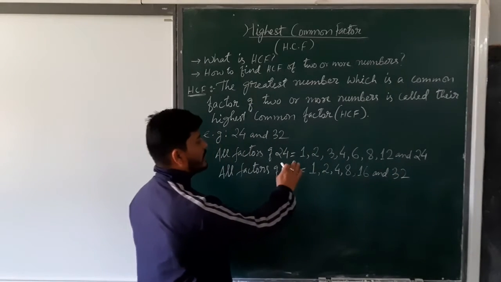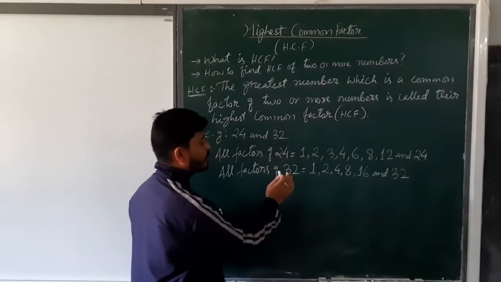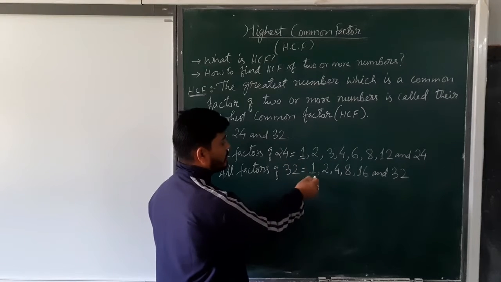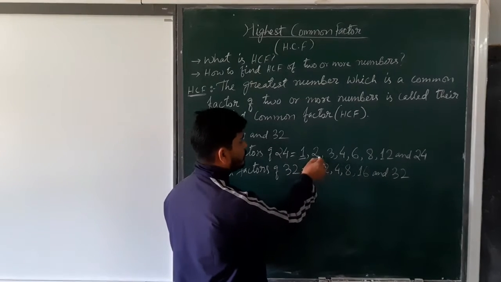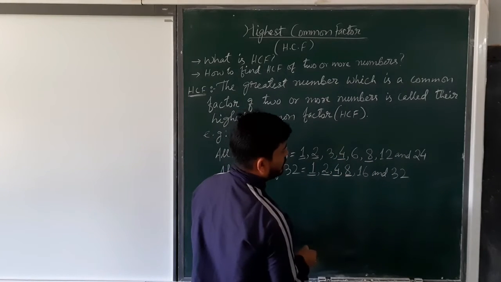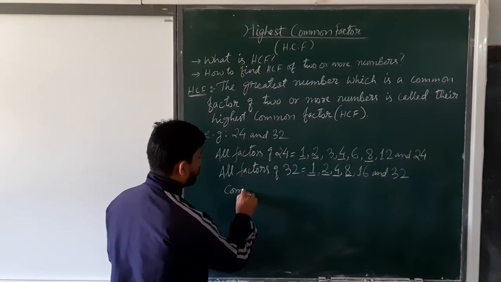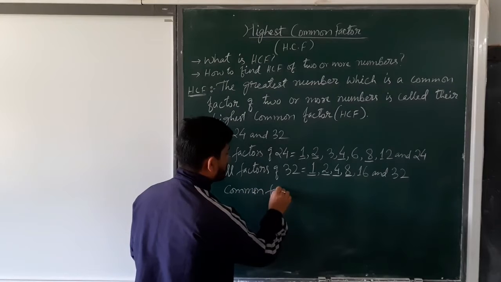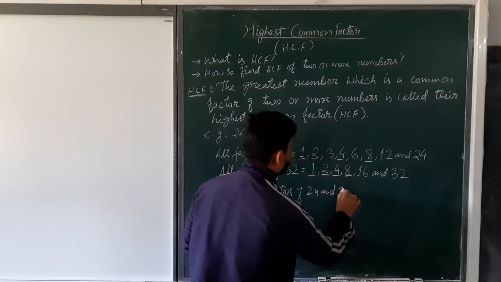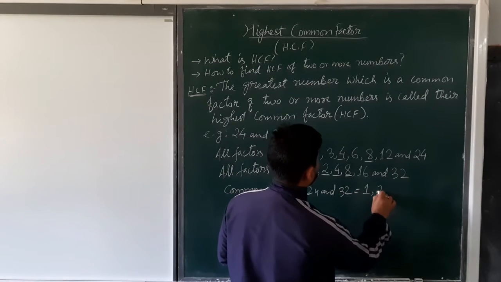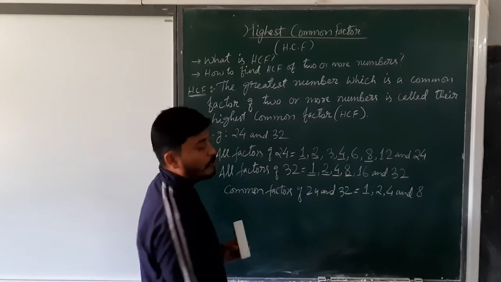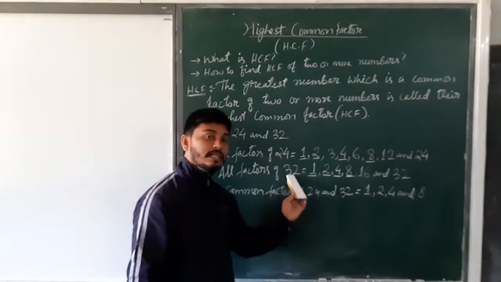Now in both the factors of 24 and 32, let us first see which are common in both. We can see 1 is there in both 24 and 32, 2 is also there, 4 is also there, 8 is also there. And these are the common factors between 24 and 32: 1, 2, 4 and 8. These are the 4 common factors in 24 and 32.